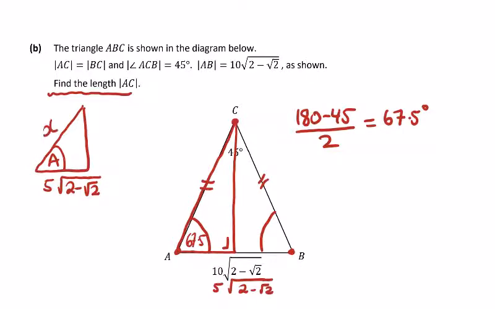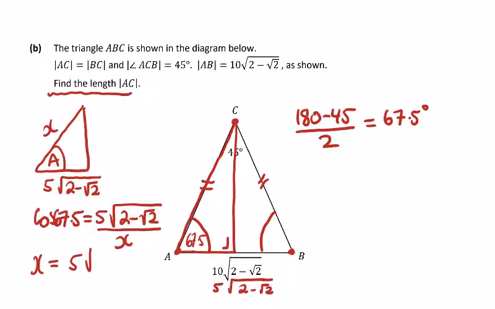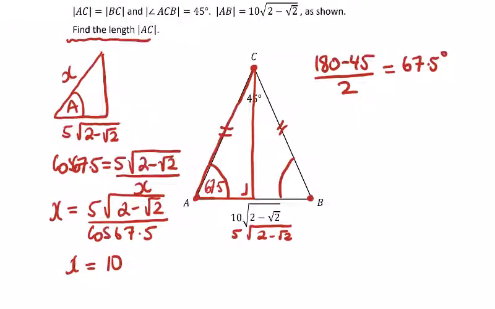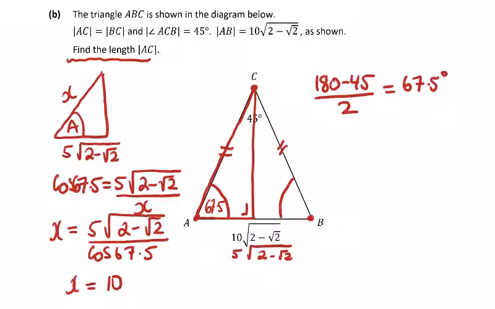And we're looking for x, so we're doing the adjacent and hypotenuse. So the cos of 67.5 is equal to 5 by the square root of 2 minus root 2 over h. So h x is equal to 5 by the square root of 2 minus root 2 over the cos of 67.5, and x is equal to 10 in this case exactly. We're given units here, just given 10, so x is equal to 10 units for the end of question 4.